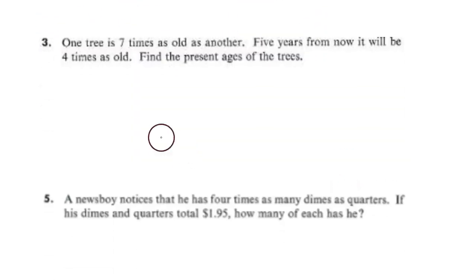Problem 3. One tree is 7 times as old as another. 5 years from now, it will be 4 times as old. Find the present ages of the trees. I'm going to identify that as the part of the paragraph that's actually telling me what to figure out.